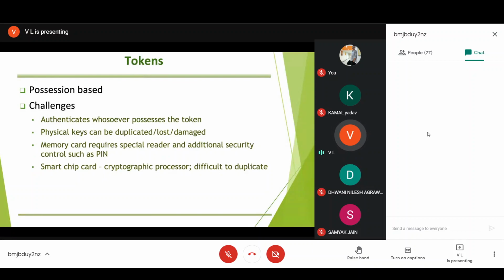So tokens can also be used. They are possession based, and some of them can be easily copied and clones can be created, for example, a magnetic card. Some of them are difficult to clone nowadays. A smart chip card is difficult to clone because it contains a cryptographic processor.